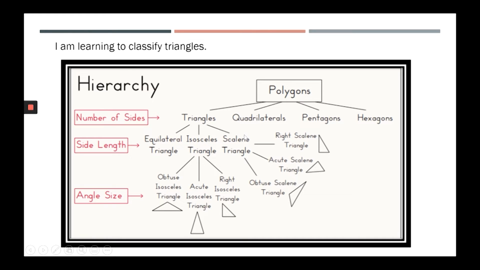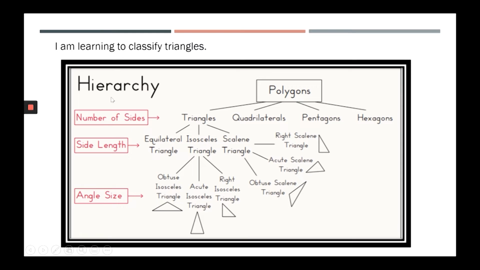And then for scalene triangles, we have those over here. We have a right scalene triangle. It has that 90-degree angle and no sides the same. An acute scalene triangle, we can very easily see this acute angle right here, less than 90 degrees and no sides the same. And then for the obtuse scalene triangle, we have this greater than 90-degree angle and no sides the same.